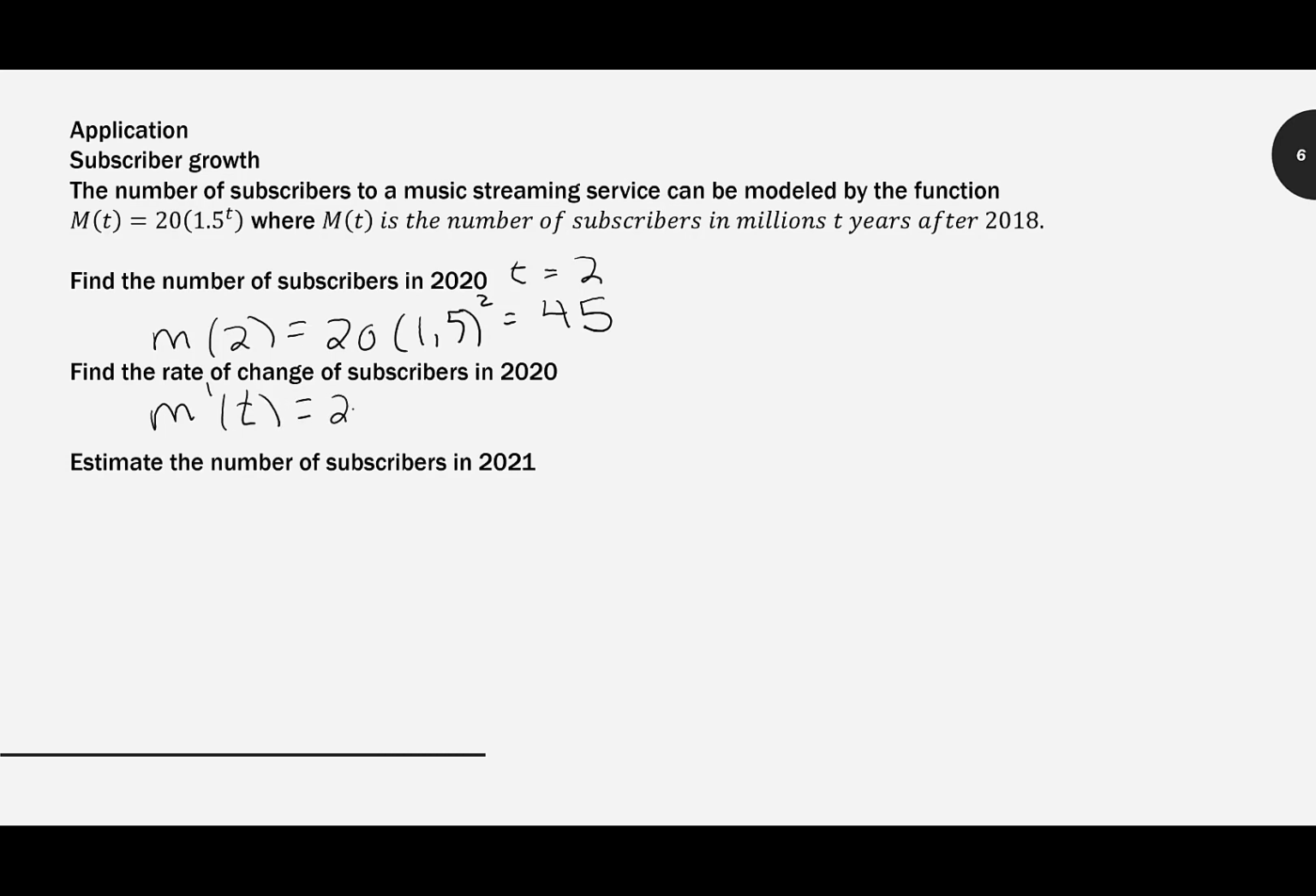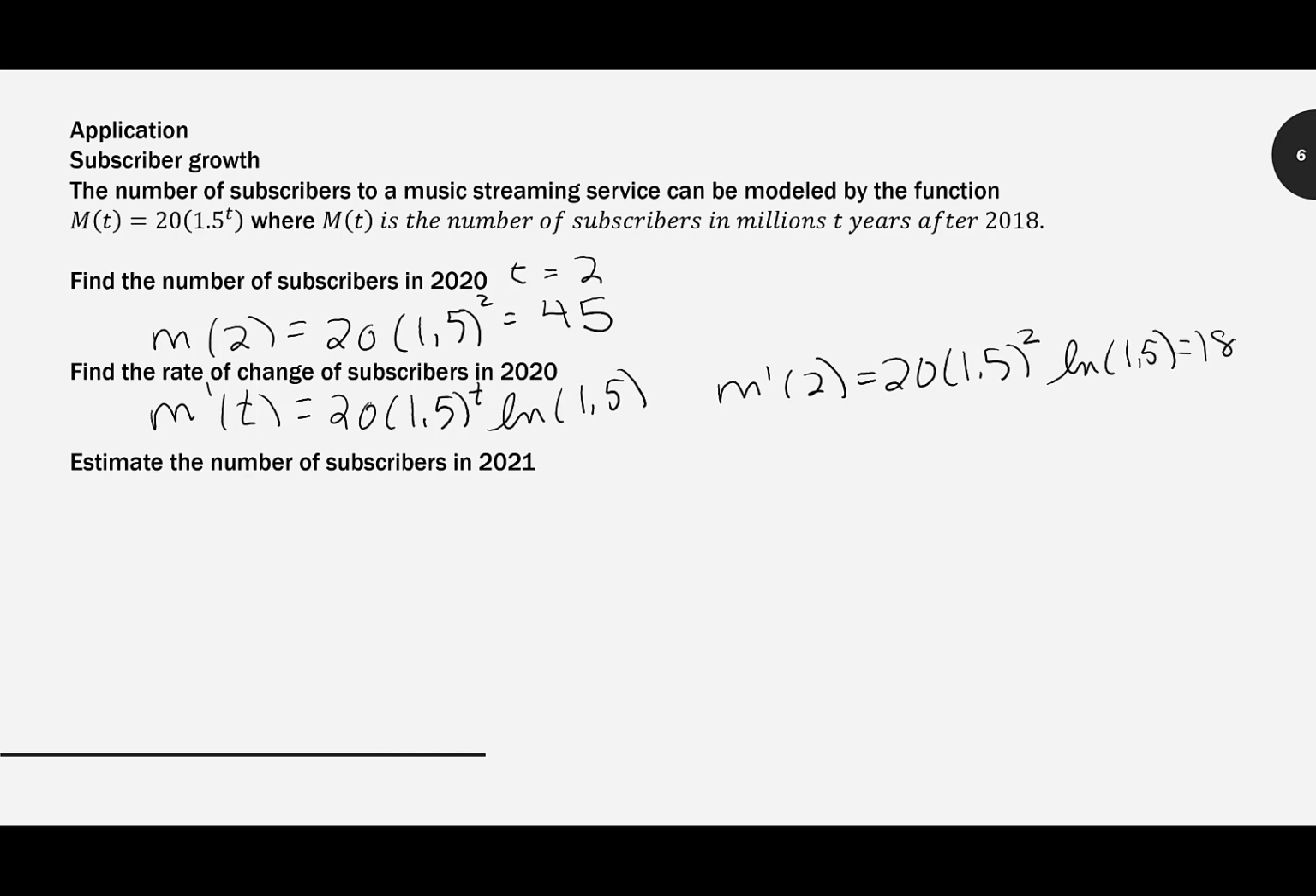So 20, I have 1.5 to the t, and then times the natural log of 1.5. Now we're going to plug 2 in. So I'll have 20 times 1.5 squared times the natural log of 1.5. This gives me 18.25. I'm going to round to 2 decimal places.